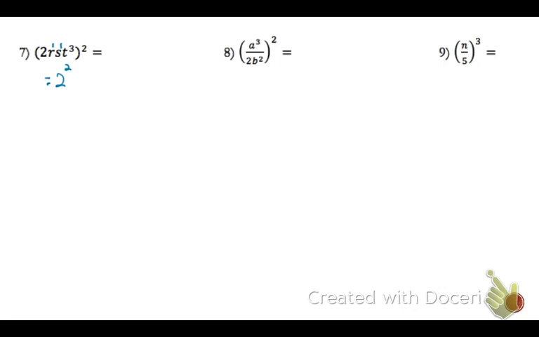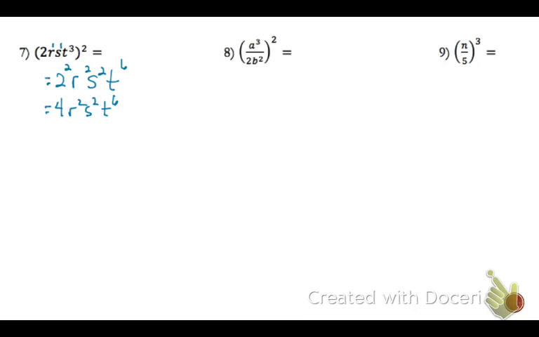Okay, so we're going to have to raise each of these powers to a power. So 1 times 2 is 2, so that's R to the second power. 1 times 2 is 2, that's S to the second power. 3 times 2 is 6. And now just to simplify a little bit, we'll have 4 R squared, S squared, T to the 6th.